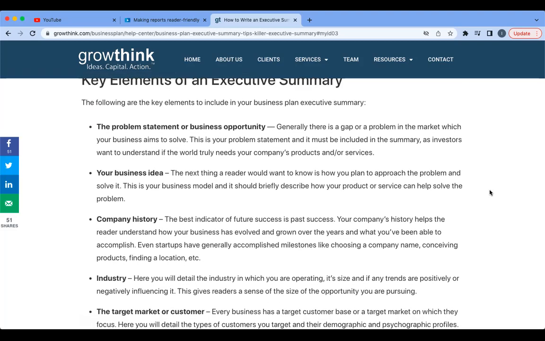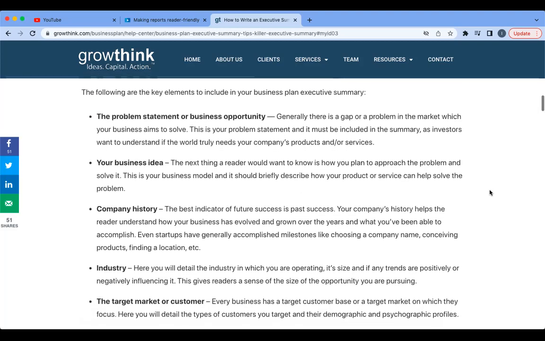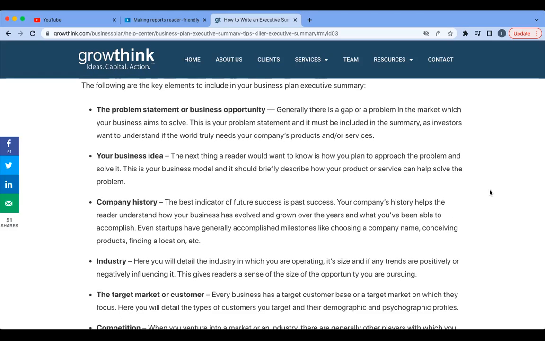The second component within the executive summary is your business idea. You're not solving anything yet; you're suggesting solutions to that gap or problem. The next thing the reader will look for is how you approach it, or what you propose as the solutions to those problems. This is your business model, so it should briefly describe how your product or service can solve the problem.